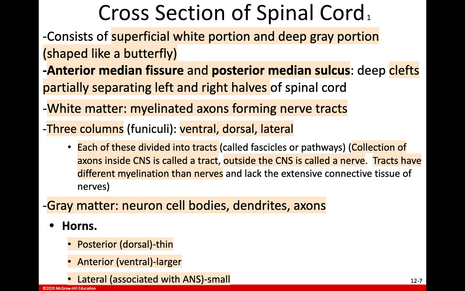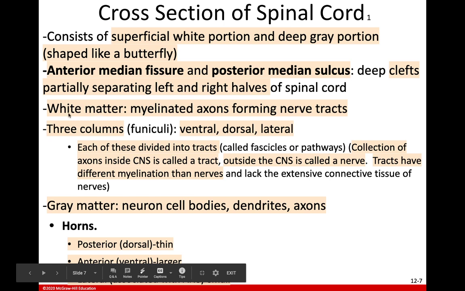You actually have a couple of deep clefts that, not completely, but partially separate the left and right halves of the spinal cord. These are called the anterior median fissure on the front, or the anterior side of the spinal cord, and then the posterior median sulcus on the back, or posterior side of the spinal cord.